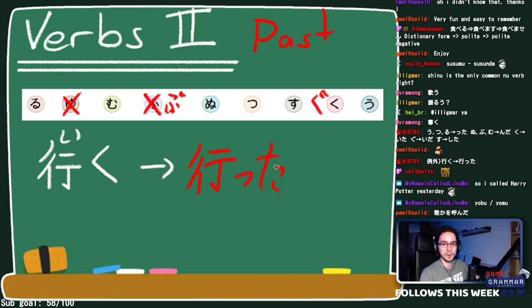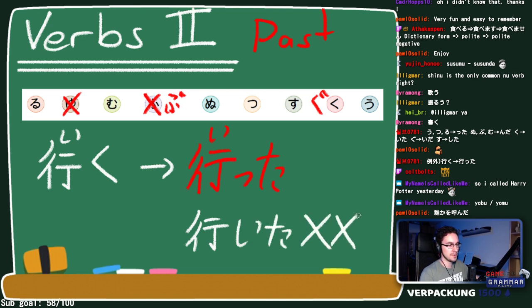Mo itta koto arimasu ka? Have you been there? Itta, okay? This is an exception, you have to remember this. Because remember, if it was normal, it would turn into something like ita, because ku should become ita. So it would be ita, but this is wrong, okay?